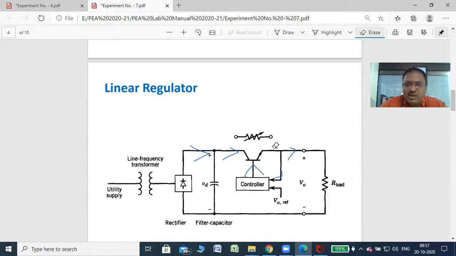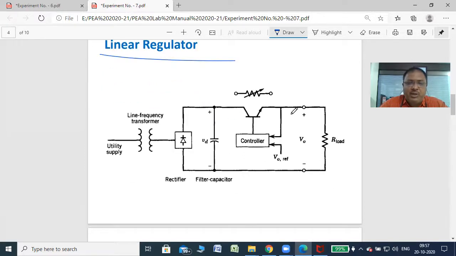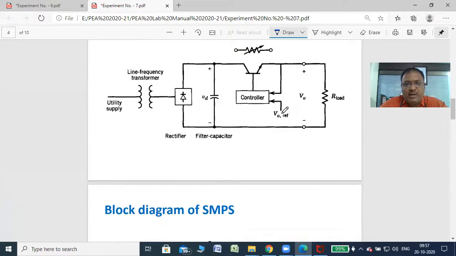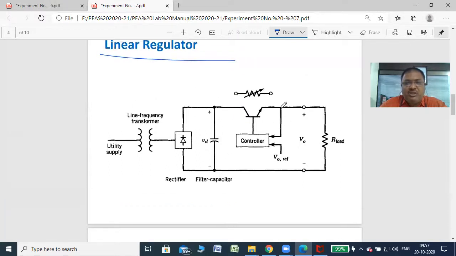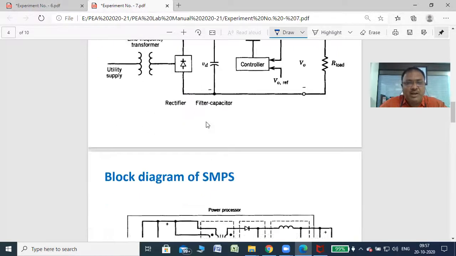This is the linear circuit in which this transistor is continuously on, right? And that is the disadvantage of the linear regulator. The transistor is kept in an active region. So in the active region, definitely power dissipation is more, then temperature definitely increases. So we require an additional temperature or cooling circuit in this linear regulator.